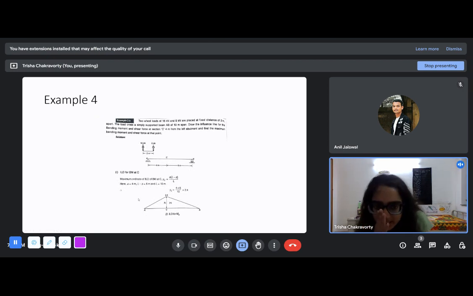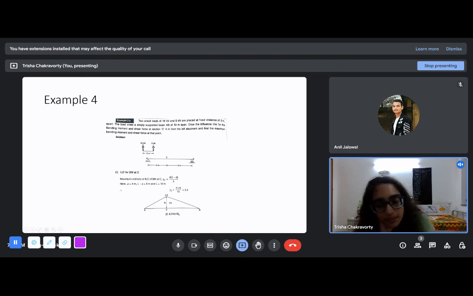Another question we're looking at is that two wheel loads are placed at a fixed distance 2 meter apart. The load crosses simply supported beam AB of 10 meter span. Draw the influence diagram for the bending moment and shear force at section C, which we have already done in terms of A, and find the maximum bending moment and shear force at that point. So this is basically the same question as the previous one.